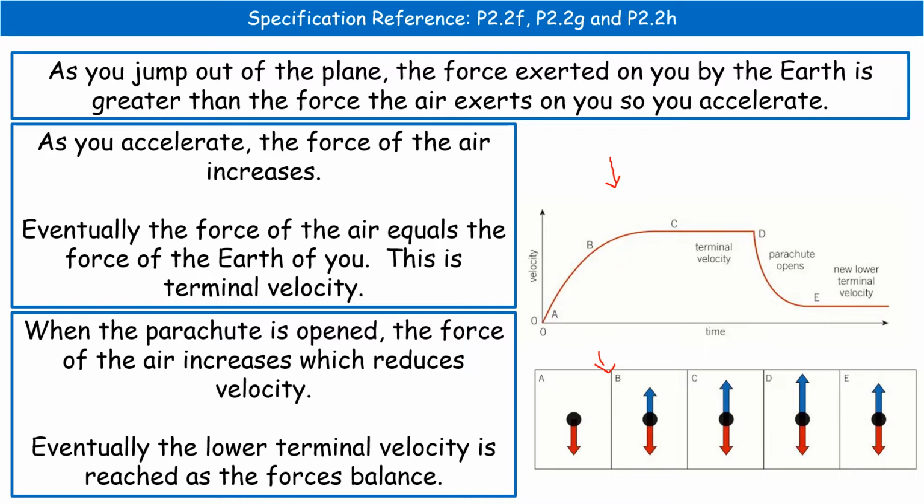And then finally we get to part E, which is again where those two forces are balanced once more, but they're balanced at a lower speed. Now, the reason that they become balanced again is that as we start to slow down, we have a much smaller force of drag, which then eventually leads to the two equalling out once more, just at a lower terminal velocity that means you'll land nice and safely.